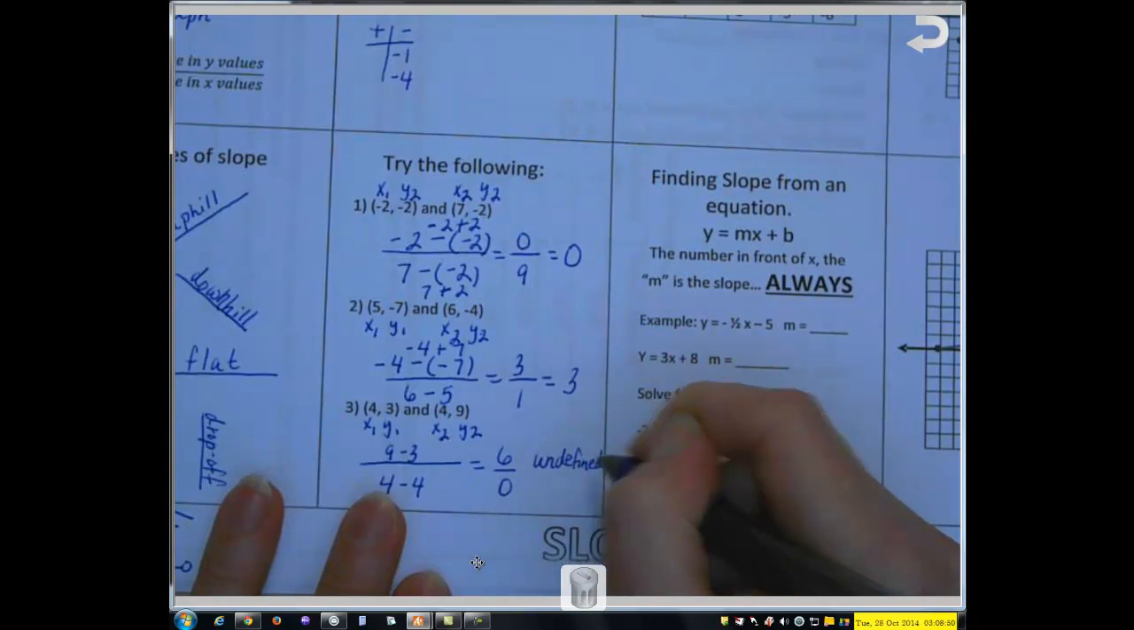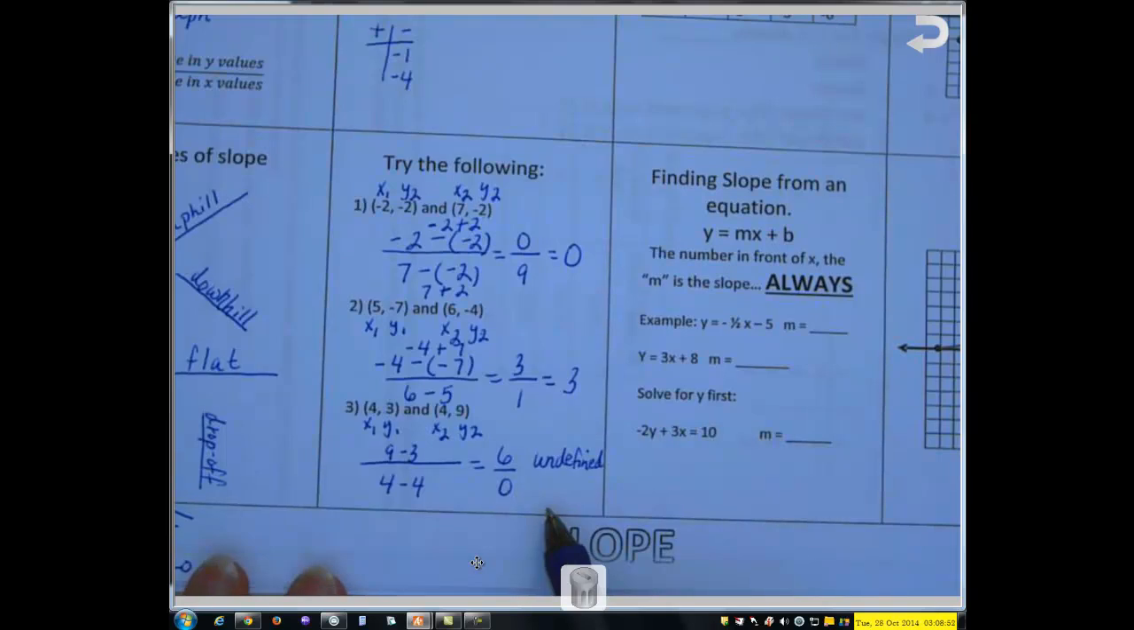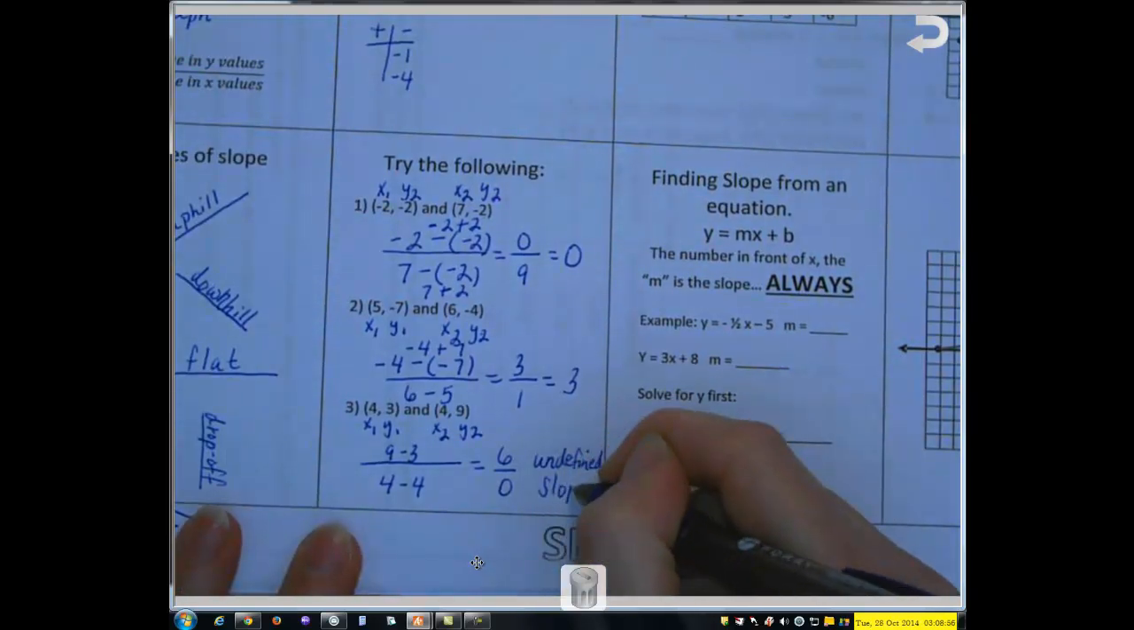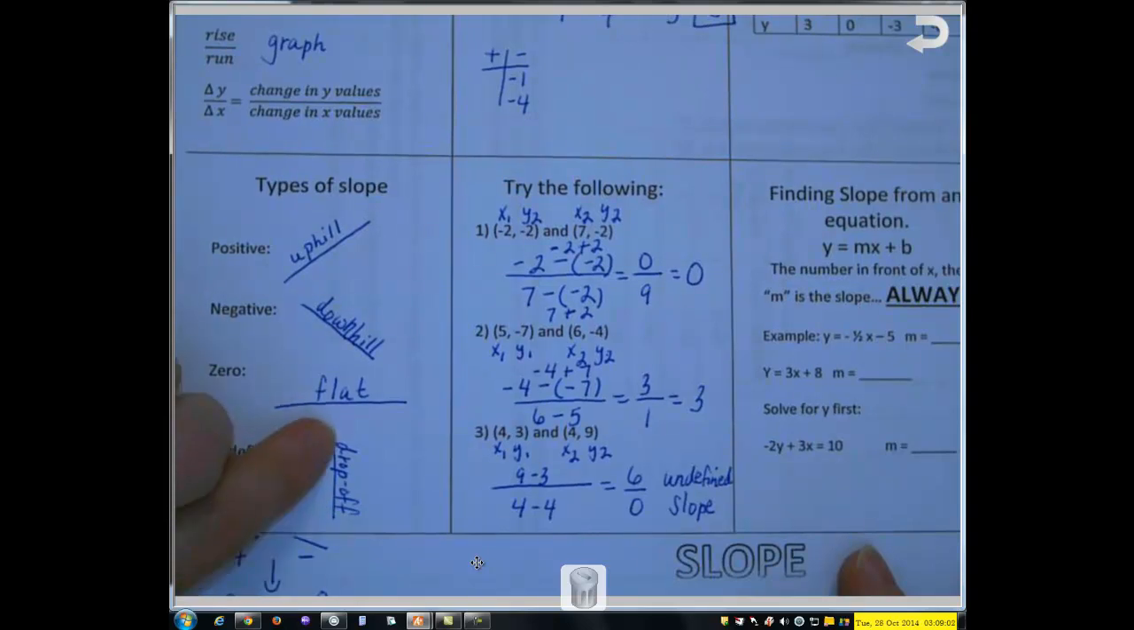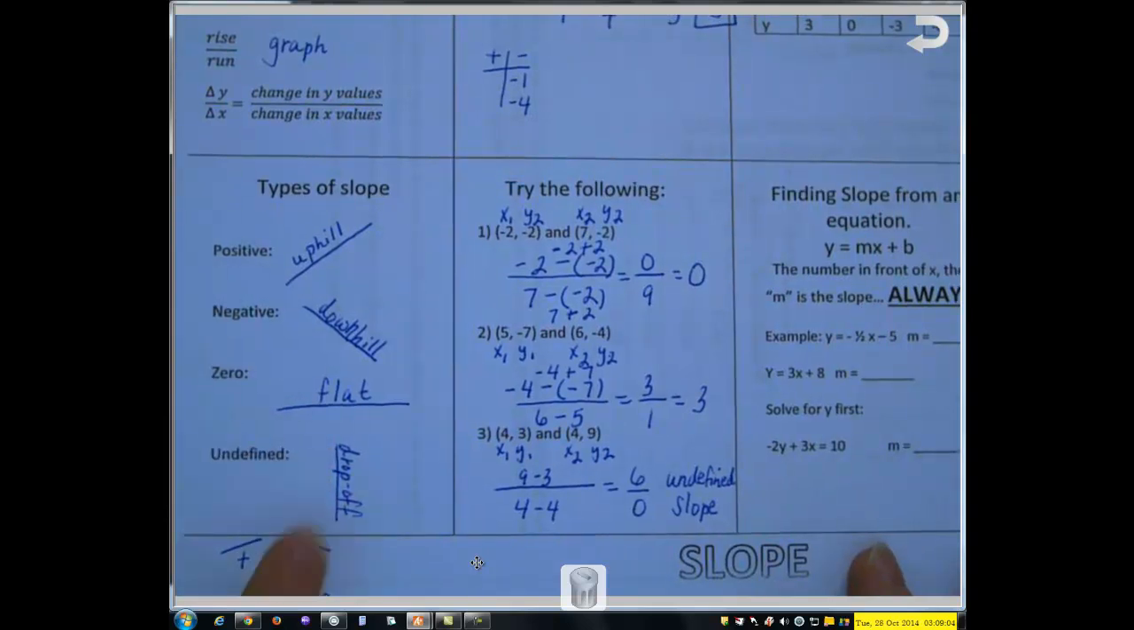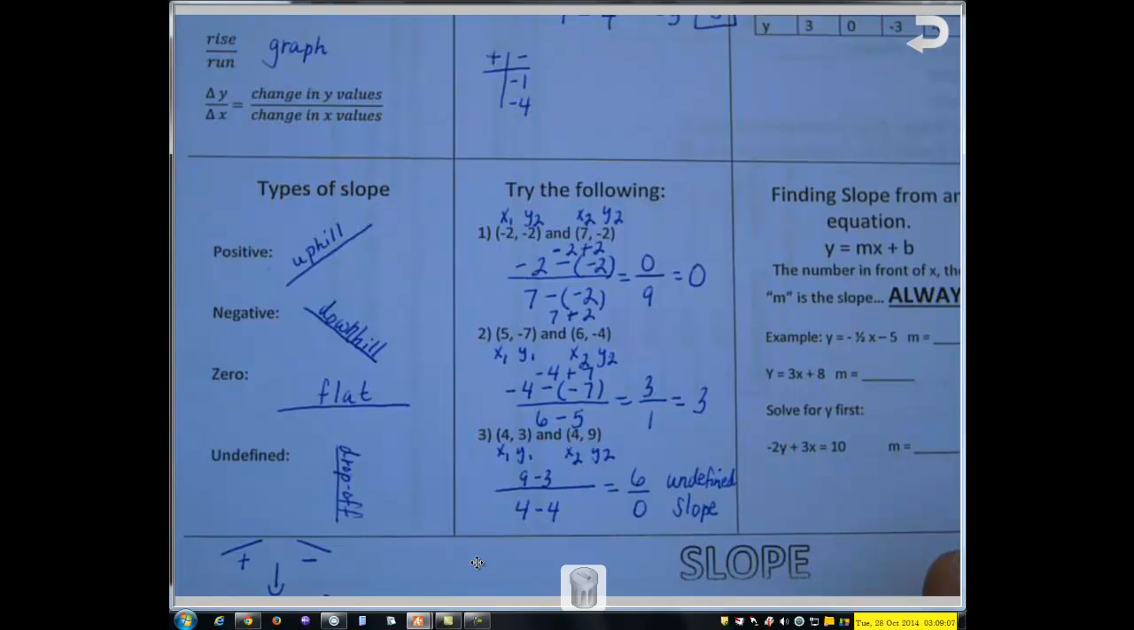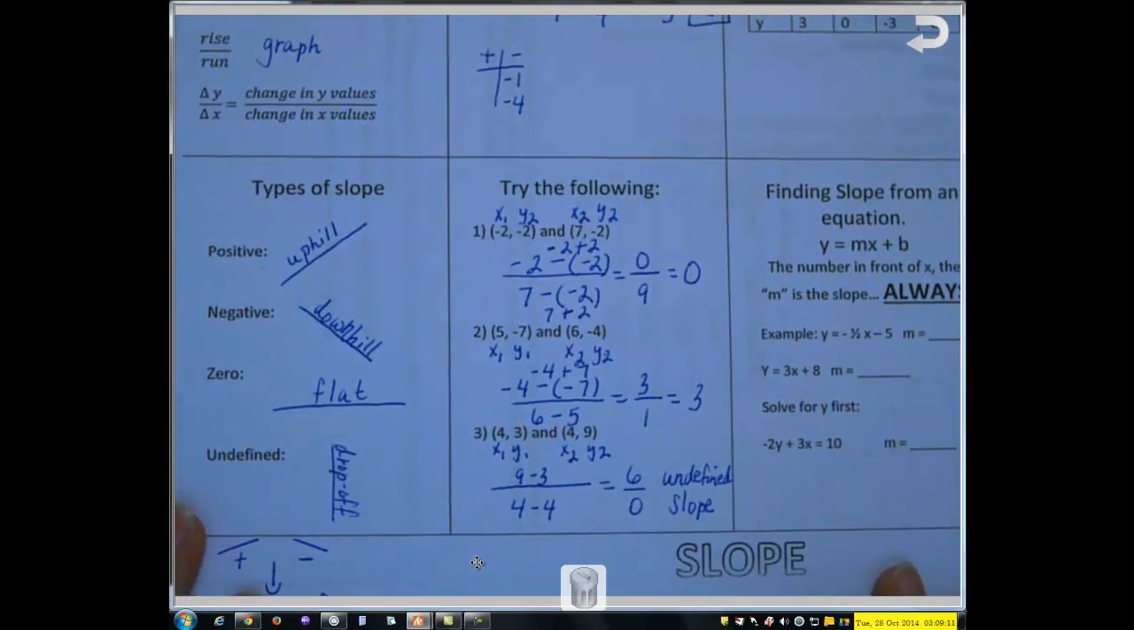Okay, so this is an example of an undefined slope or no slope. If we were to graph it on a graph, it would look like this. It would be a vertical line. It's our drop-off situation.